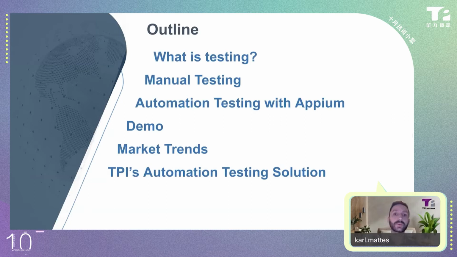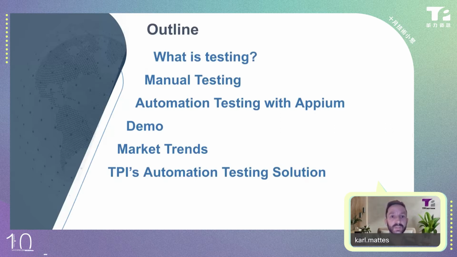Our outline for today looks as follows. We will first look at what is testing in general. Then we will talk about manual testing before we dive into our main topic of today, automation testing with Appium. Here we will talk about how Appium works under the hood. We will see how we can write an Appium code or Appium script, how we would set up a test framework for testing an actual project, and we'll have a quick look at how a mock server or a CI/CD pipeline can help us with our automation testing.